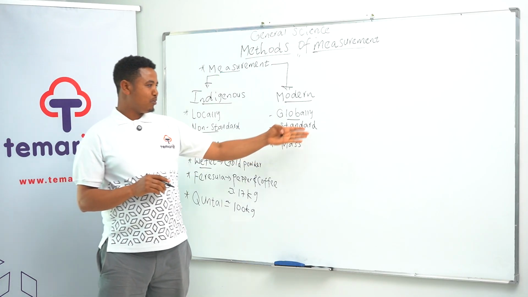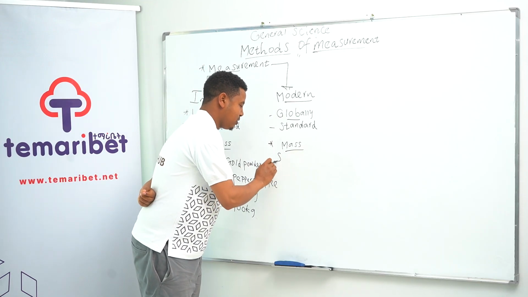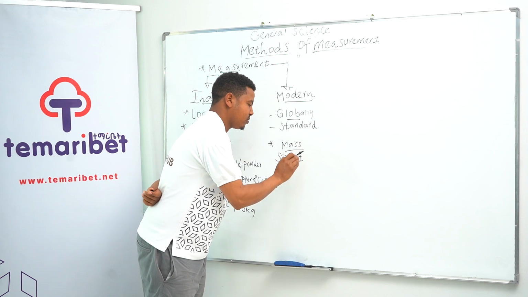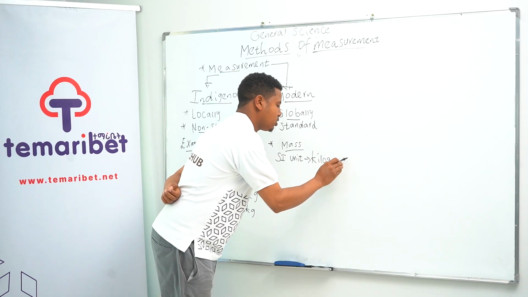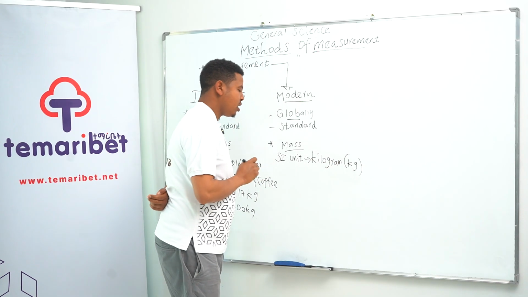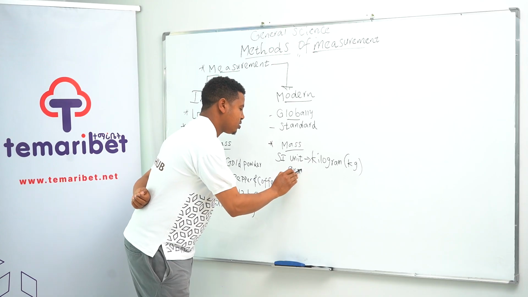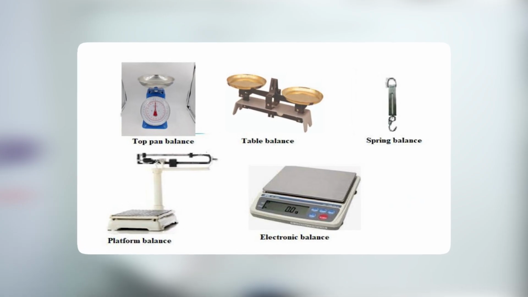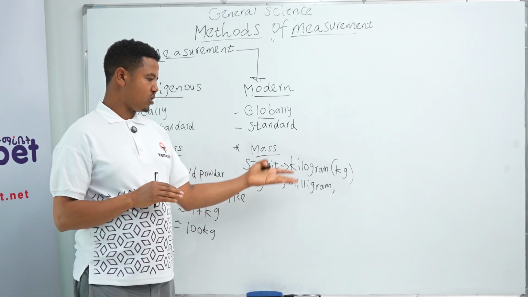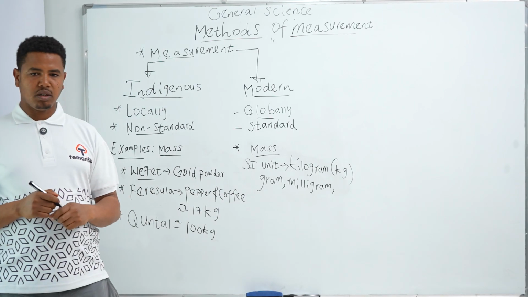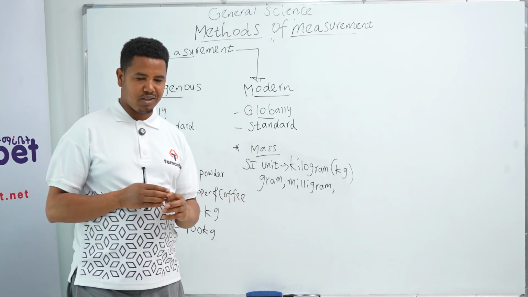Okay, let's come to the modern unit of mass. First, let's see the SI units. The SI unit of mass is kilogram. In short, we can say kg. And there are other units which are not SI, like gram, milligram, centigram, and etc. So we can measure the mass of objects using kilogram, gram, milligram. It depends on the amount of matter found inside the substance.